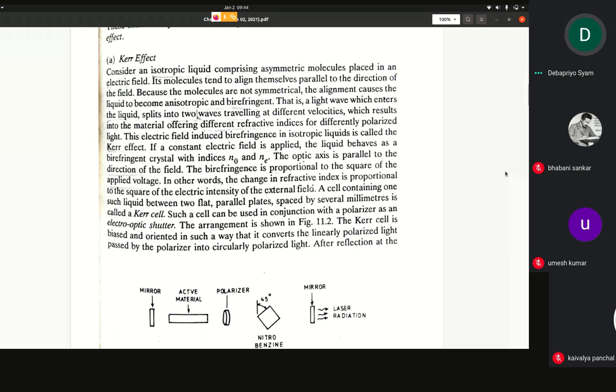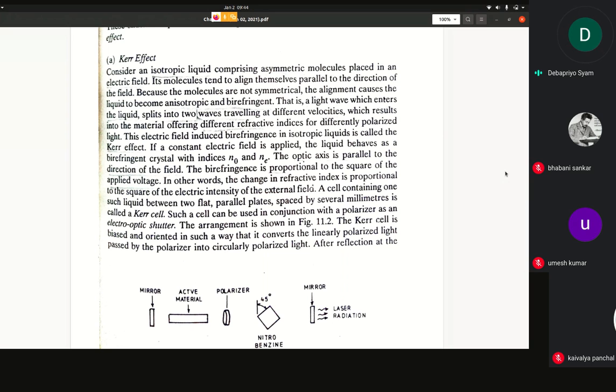Yeah, that's it. So here is shown the arrangement using the Kerr cell. Now this diagram is not very illuminating. That is why I have sent you a hand-drawn diagram. If you can, first let us see this diagram.